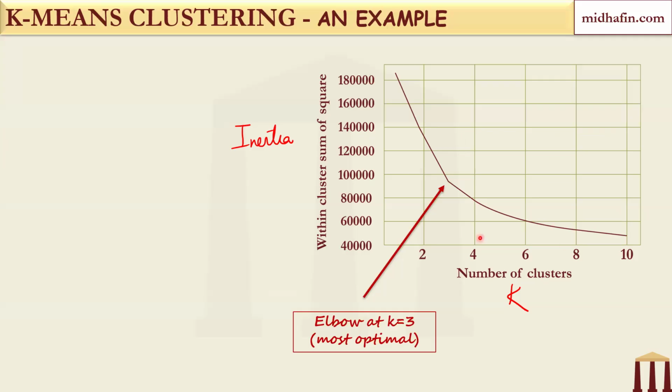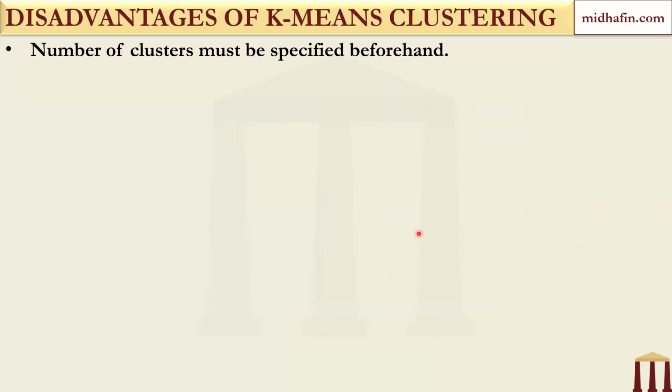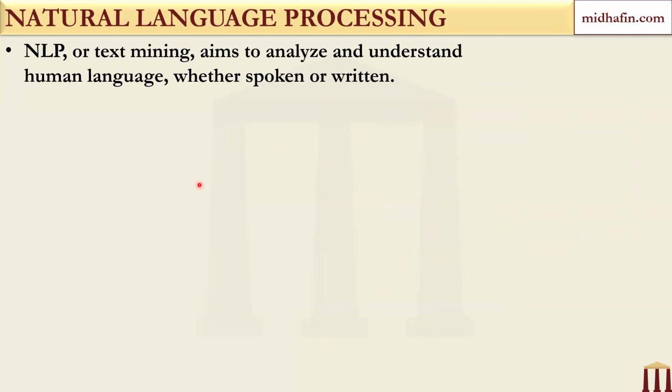Fine. So this is all about K-means clustering. What are the disadvantages? The number of clusters must be specified beforehand, randomly. It produces spherical clusters.